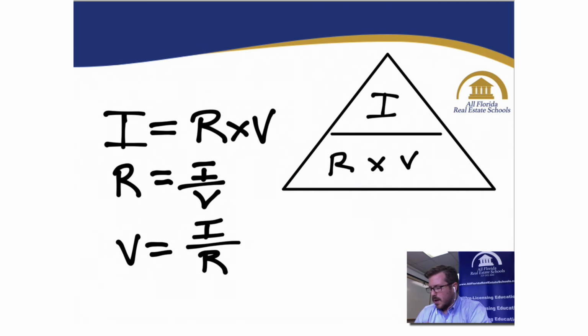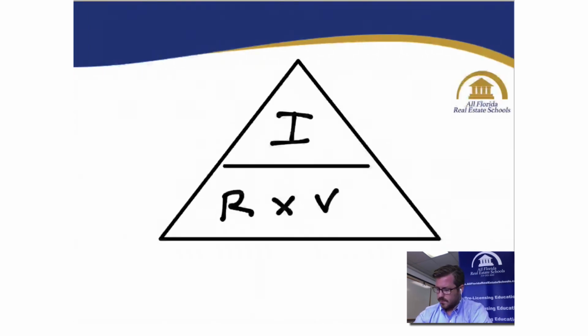Okay, so let's review here. Here's our IRV formula. We're always going to draw this sort of as a triangle with income always at the top. So IRV. So again, income is going to leave us with rate times value. If we're solving for R, that's going to leave us with I over V, or I divided by V. And finally, if we're solving for V, it's going to leave us with I divided by R, or value equals income divided by rate. And that is how we solve our IRV formula.